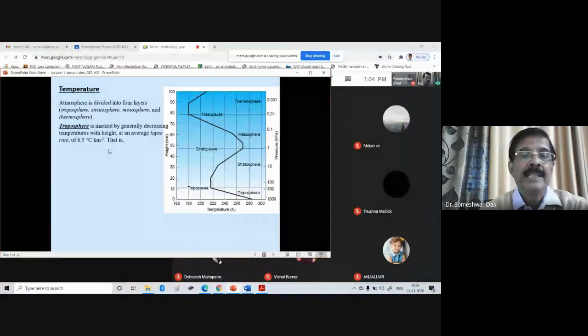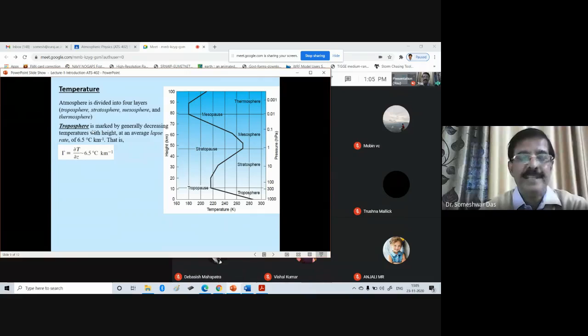If you go up, you will lose the temperature approximately at the rate of 6.5 degrees per kilometer, denoted by gamma. Gamma is the lapse rate, equal to approximately minus del T by del Z. That means the rate of change of temperature with height is approximately 6.5 degrees centigrade per kilometer. Now this is supposed to be the normal lapse rate of the atmosphere, but it can change according to the situation, according to the water content in the atmosphere.